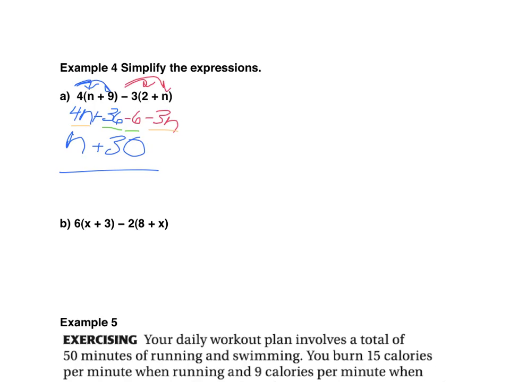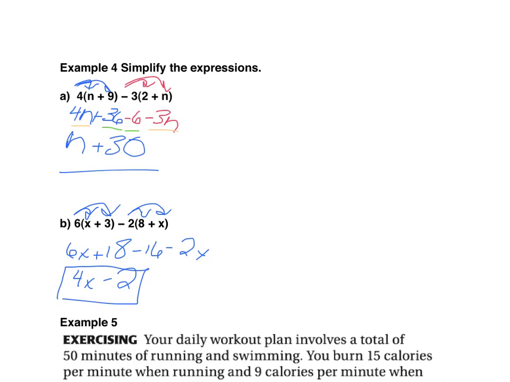Again, I'm going to work out the other one a little bit quicker, but again, you can try this on your own before you watch. So I take the 6 through and I get 6x plus 18. I take the -2 through and I get minus 16 minus 2x. I combine like terms and I get 4x minus 2. And there's my answer to that one. So again, we watch for our signs, and it shouldn't be too tough.